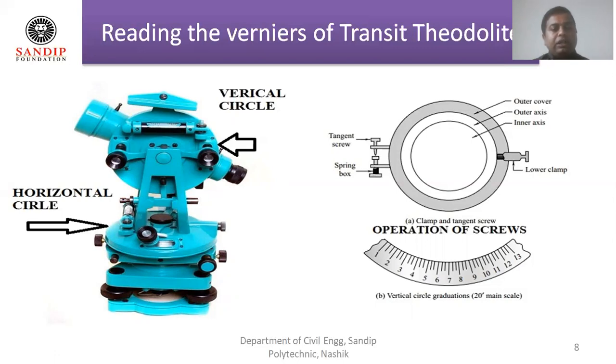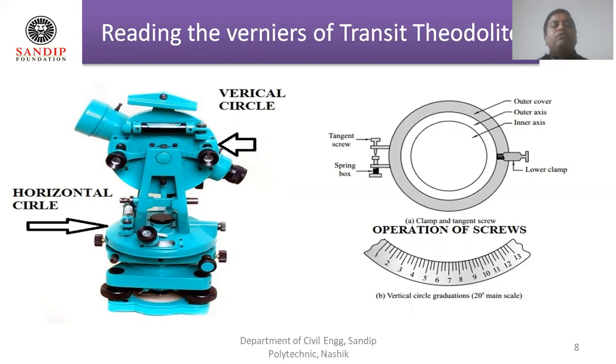In horizontal circle there are two plates. One is called as inner plate and another is called as outer plate, or you may call lower plate and upper plate. So upper plate consists of two verniers, vernier A and vernier B, and lower plate carries main scale which measures from 0 to 360 degree. One thing you should be clear, main scale always indicates a reading in degree and minute, whereas vernier scale indicates reading in minute and second.